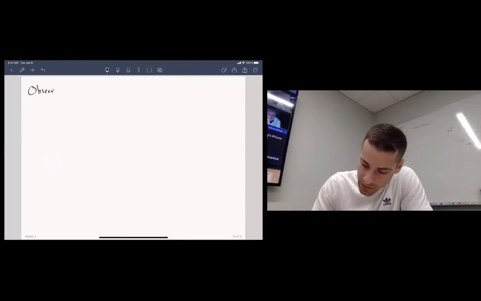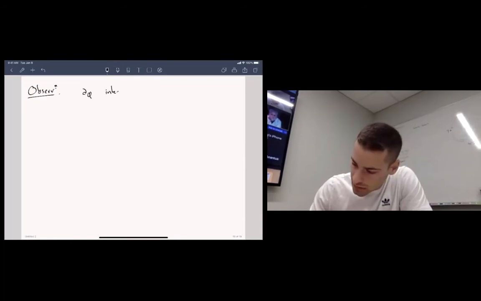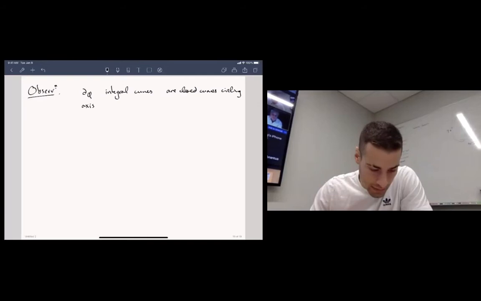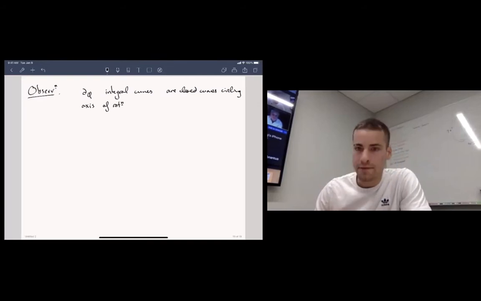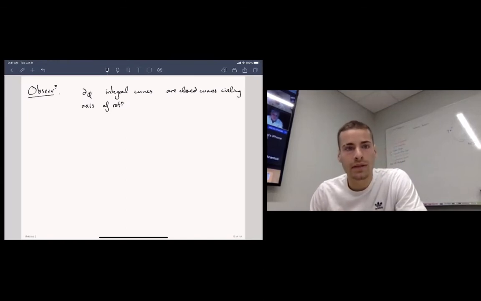Now, here's an observation. d phi integral curves are closed curves, circling the axis of rotation. I haven't said they're closed time-like curves, and in fact, they're not, because d phi is not everywhere time-like in region 3.